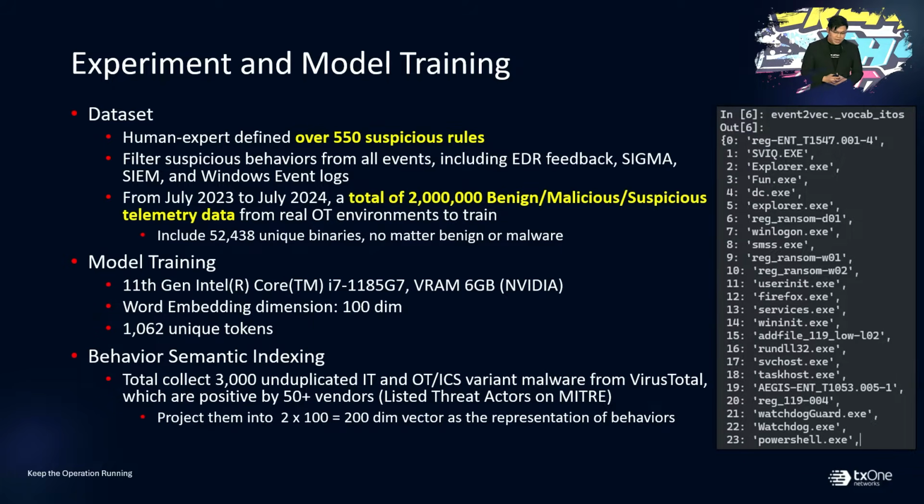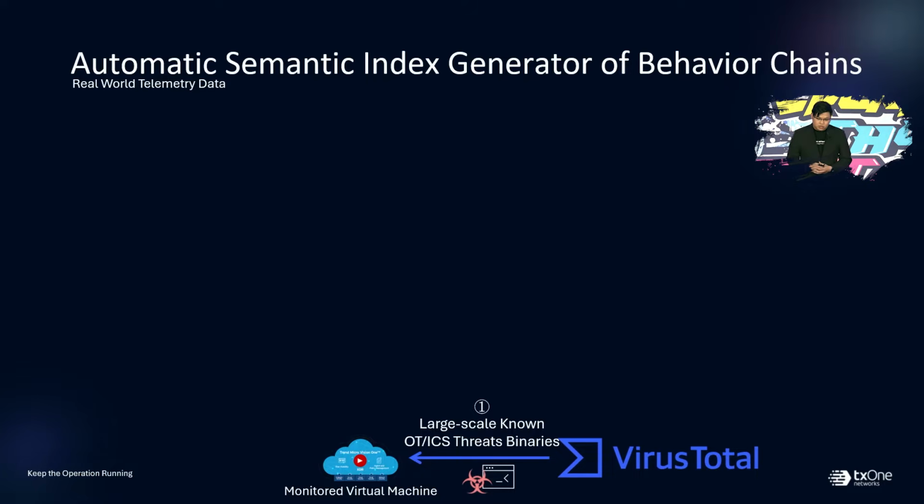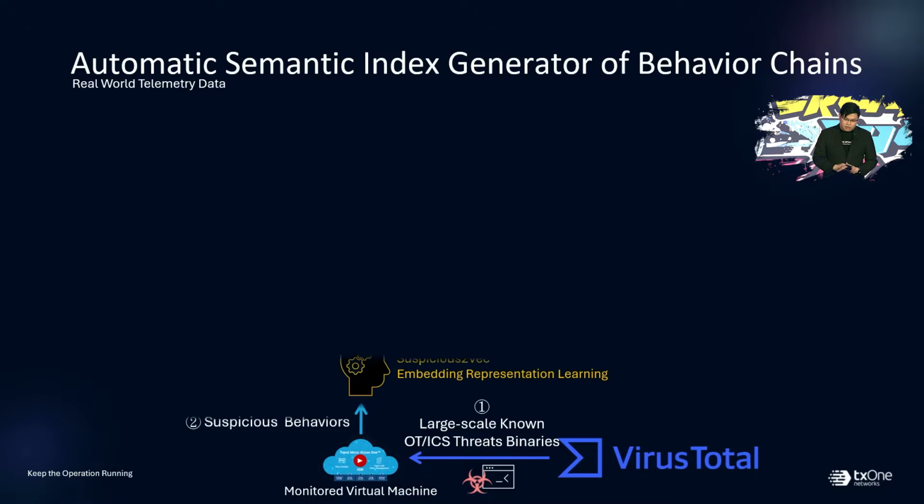And we trained the model on NVIDIA computing resources. Also, we have a behavior semantic indexing process first. We collected over 3,000 deduplicated IT and OT malware samples from VirusTotal. So we learn it like this: we collect the VirusTotal samples as an index, and fit those suspicious behaviors, filtered by our expert rules, into the suspicious-to-vector model.